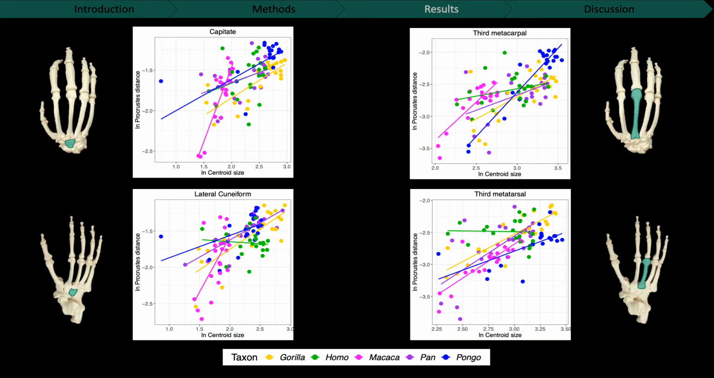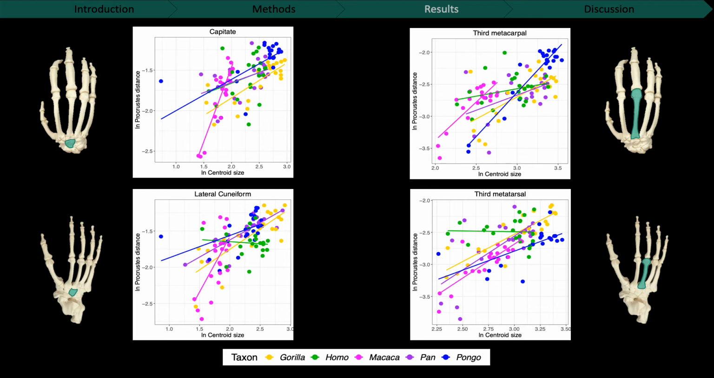So what stands out here in sum? Firstly, my hypothesis was not supported. In no analysis do Pan and Macaca alone show significantly greater degrees of shape change through ontogeny than the other taxa. What also stands out here is that all taxa except Homo show significant shape changes through ontogeny.